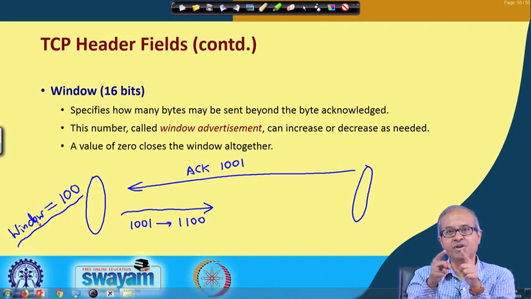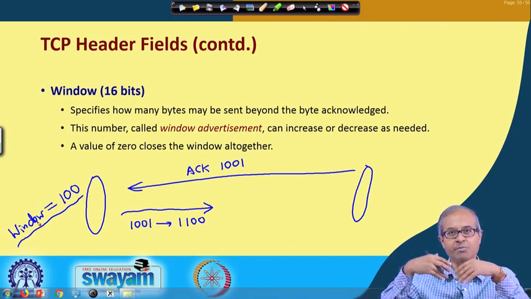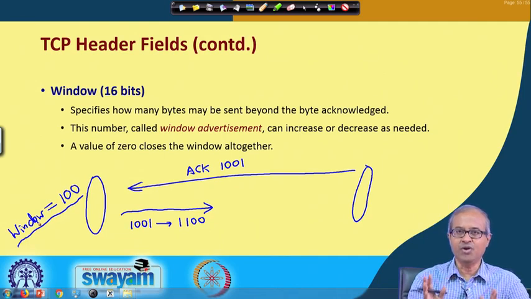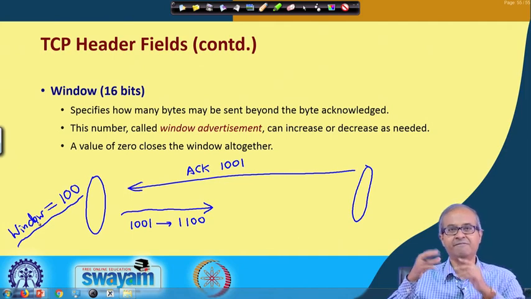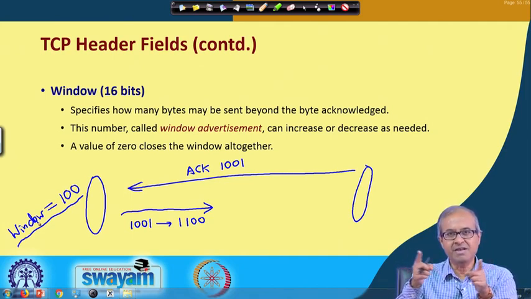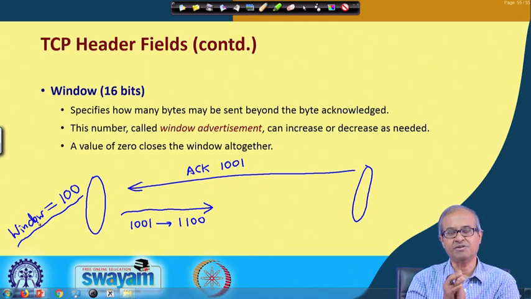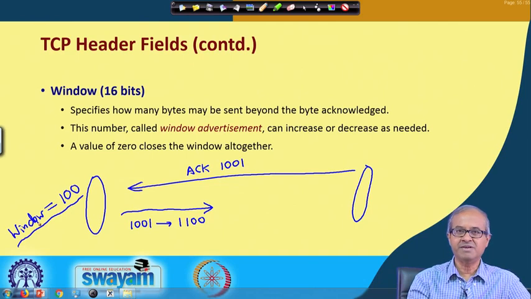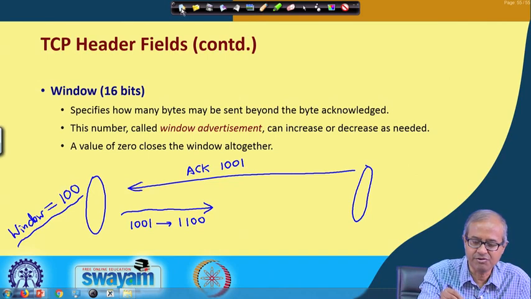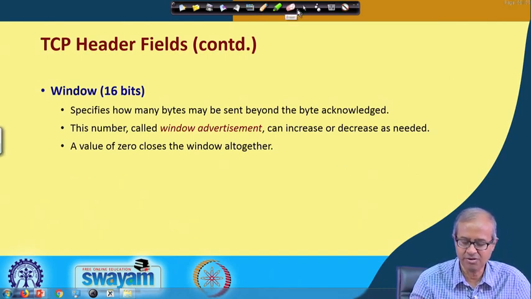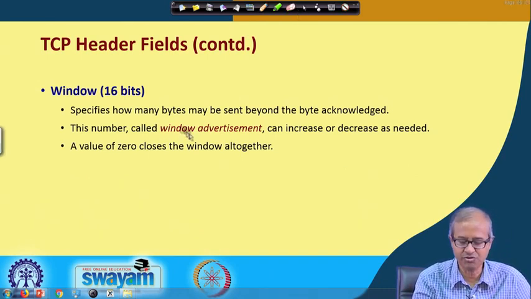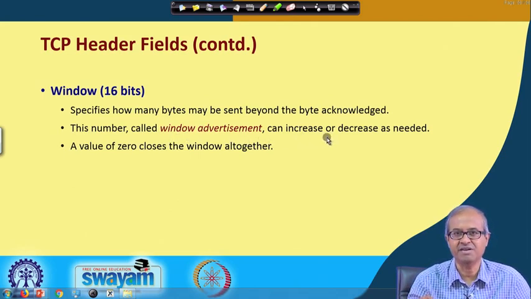So, as you can see, if the window size is larger, you can send more data and wait less for the acknowledgement to come. But if the link is slow, then possibly the window size will be made smaller. So, by adjusting the size of the window, the rate of transmission of data can be controlled. So, you can use something called flow control using this window, and the window size is referred to as window advertisement. As I mentioned, it can be increased or decreased.